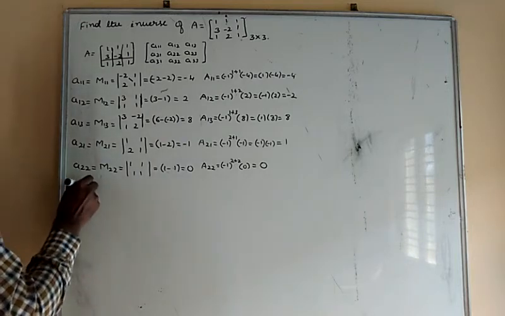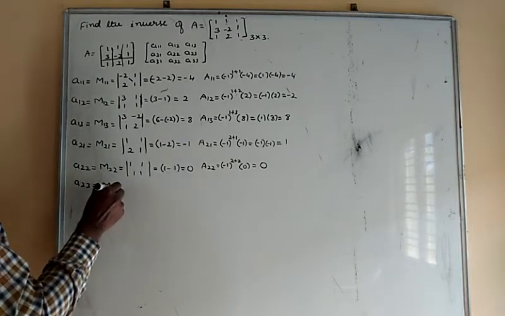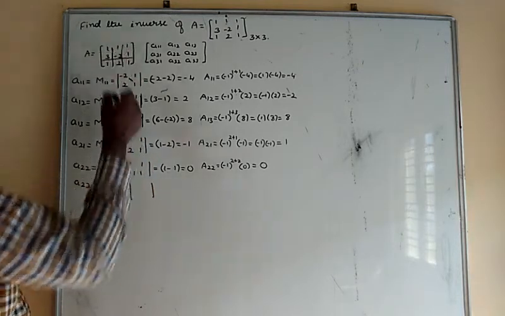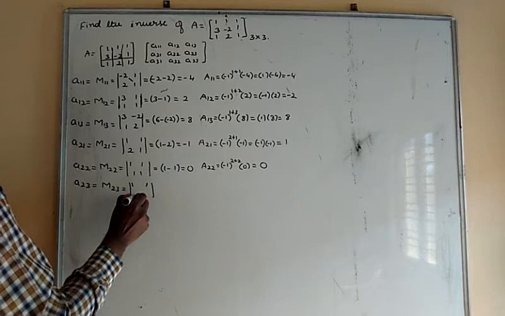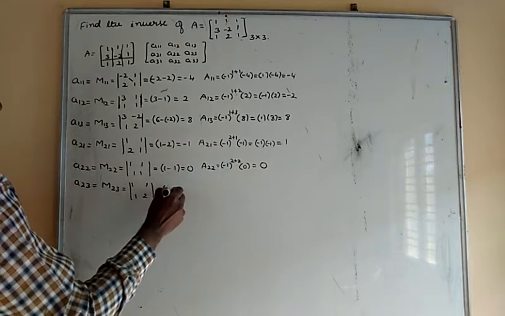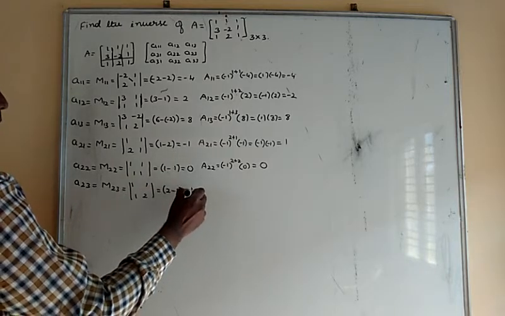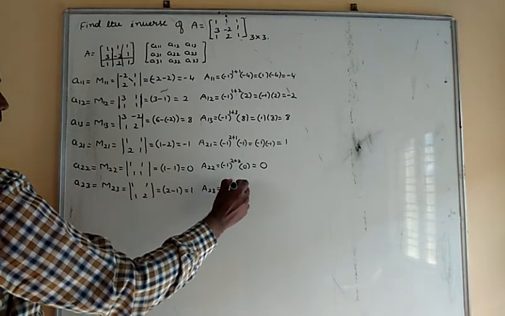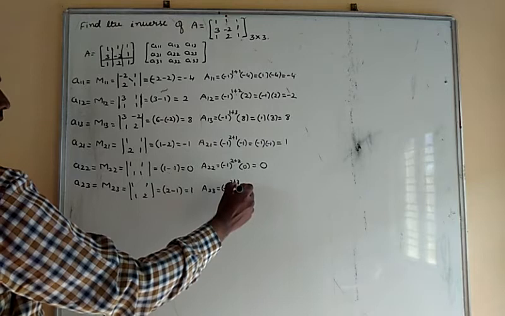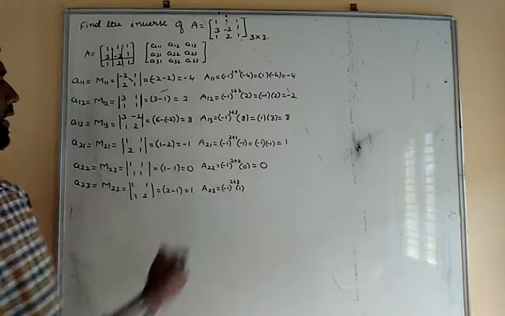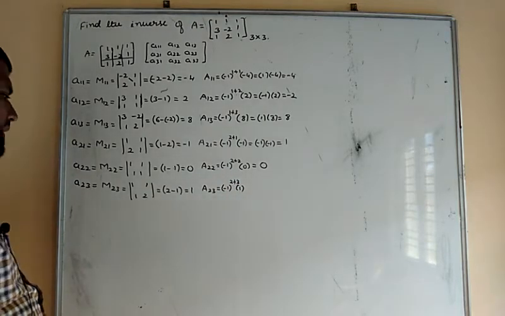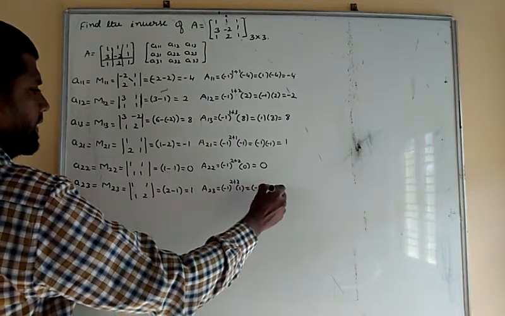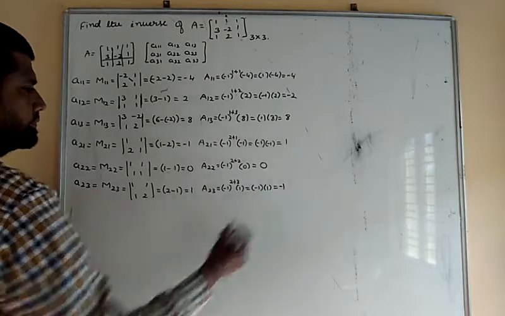Then A23 means M23. M23 lies in the second row and the third column. 1 1 1 2, that is equal to 2 minus 1, that is equal to 1. A23 is equal to (-1)^(2+3) into 1. 2 plus 3 is 5. If you multiply -1 five times, we are getting -1 only. That is equal to -1 into 1, that is equal to -1.